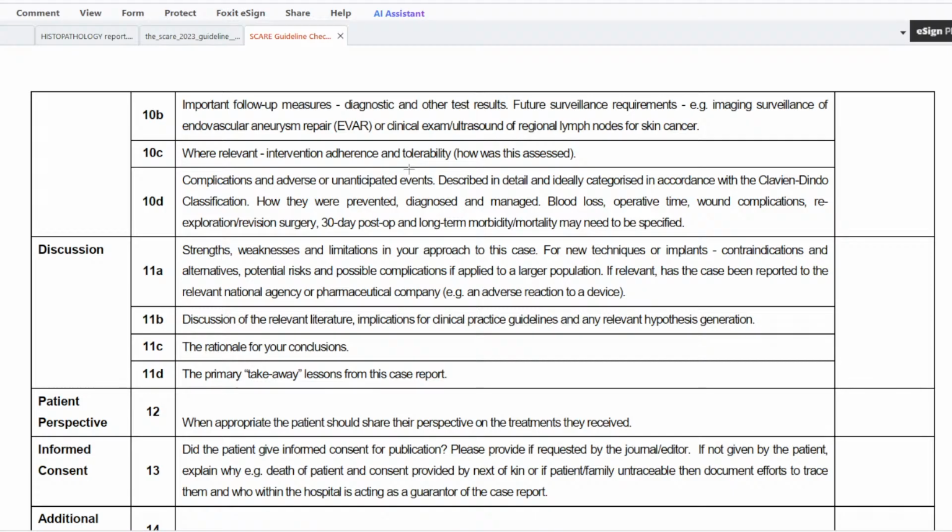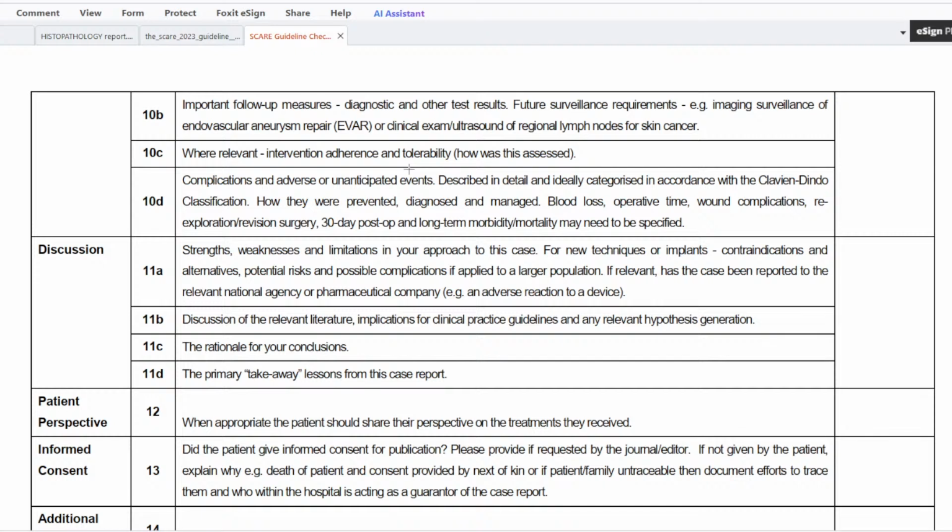Discussion. Strengths, weaknesses, and limitations of the approach to this case, the main techniques, implants, contraindications, and alternatives, potential risks as well as complications, if applicable to a larger population.